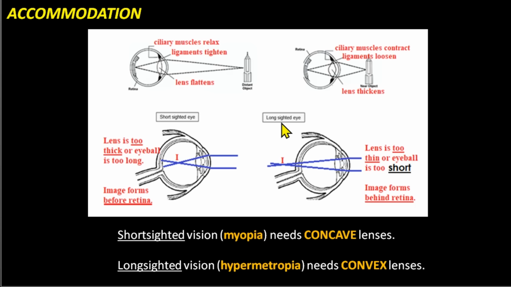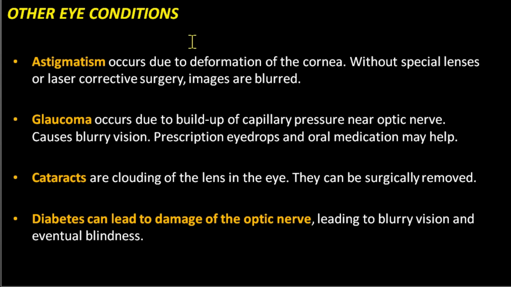Long-sighted vision or far-sighted vision, or hypermetropia, occurs when the lens is too weak or too thin, or the eyeball is too short, and in this case the image forms behind the retina and not on the retina itself. You need convex lenses in order to mend this. Other eye conditions include astigmatism, which occurs due to the deformation of the cornea. So without special lenses or laser corrective surgery, the images are blurred.